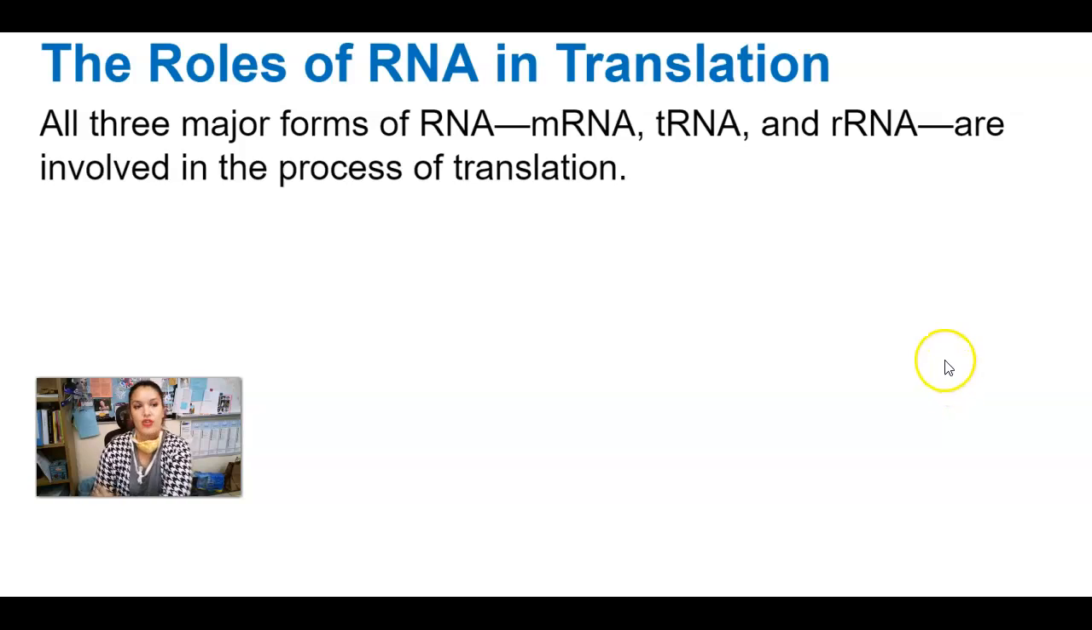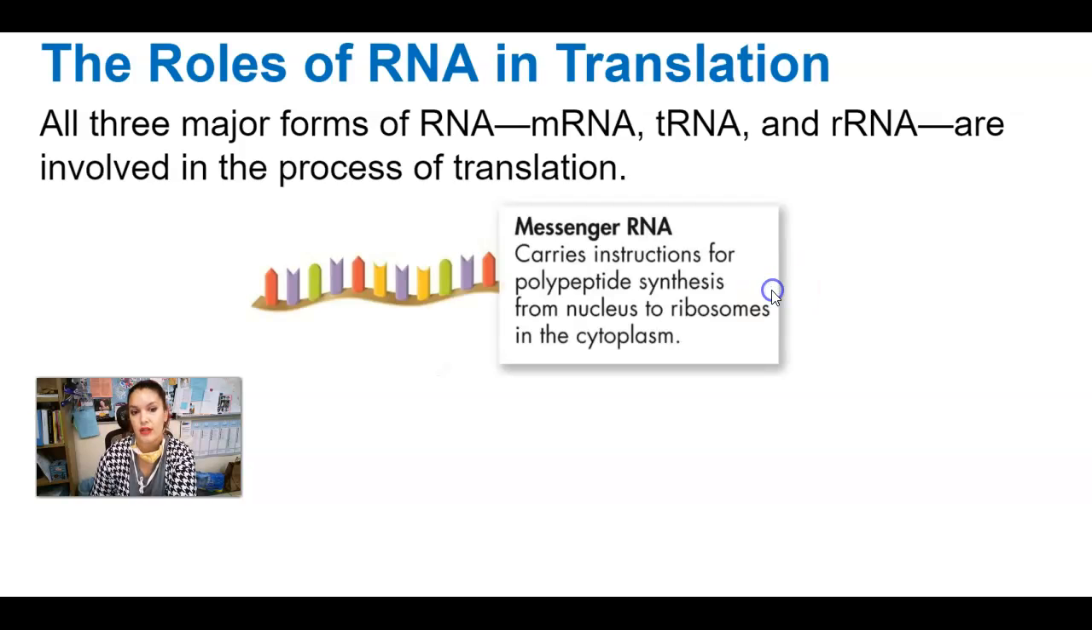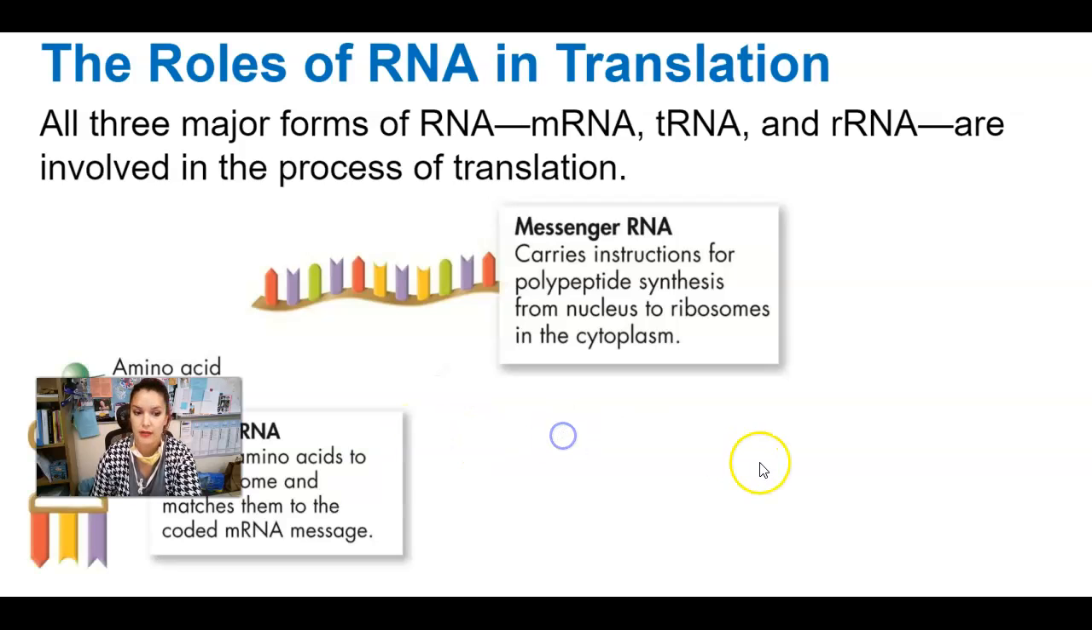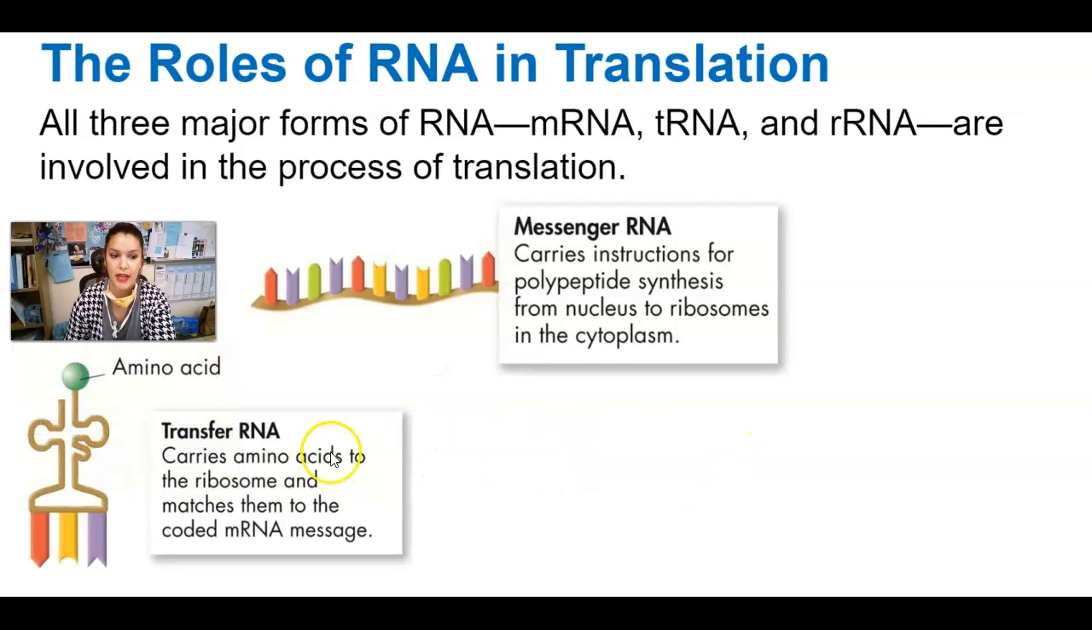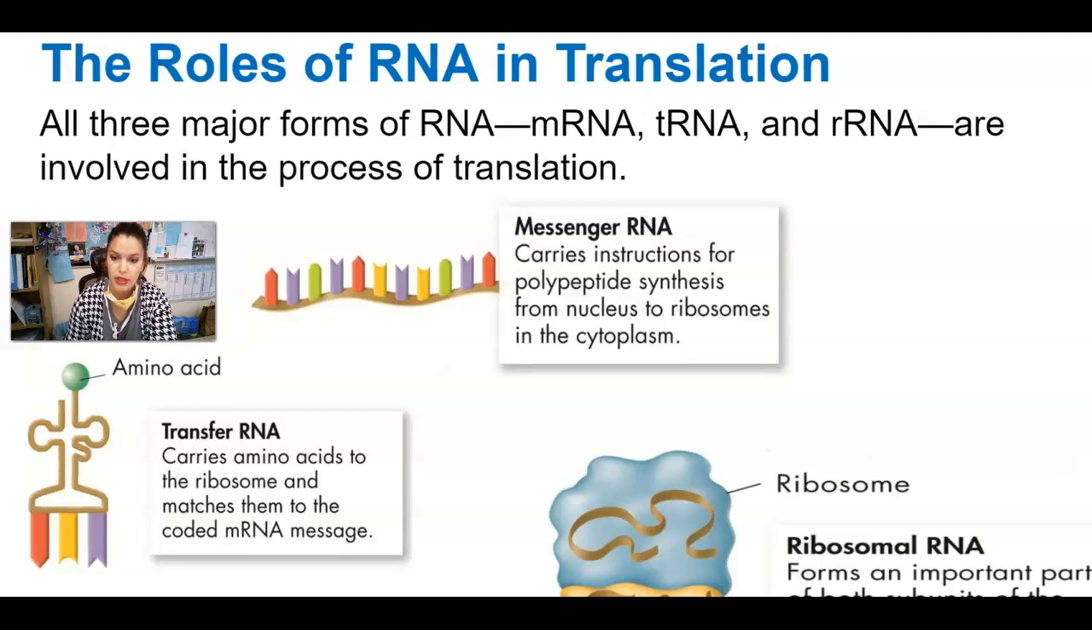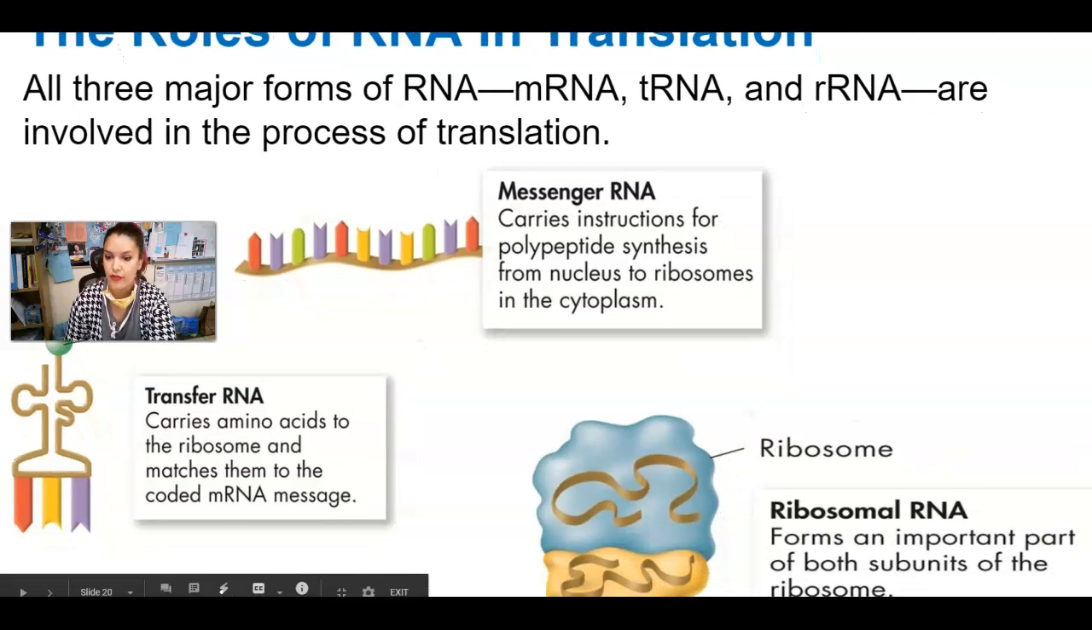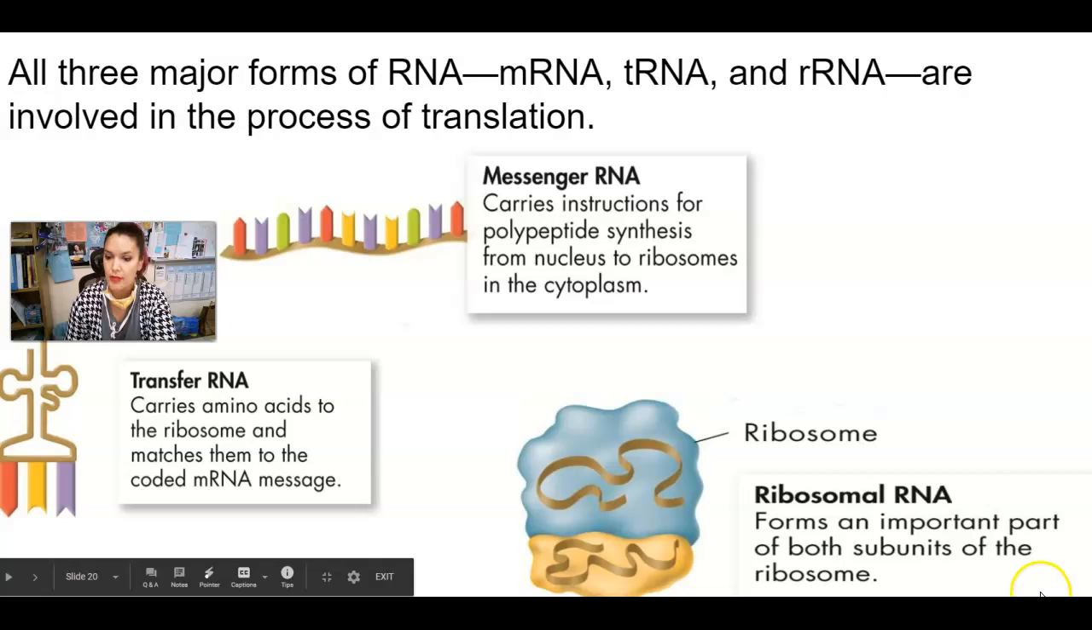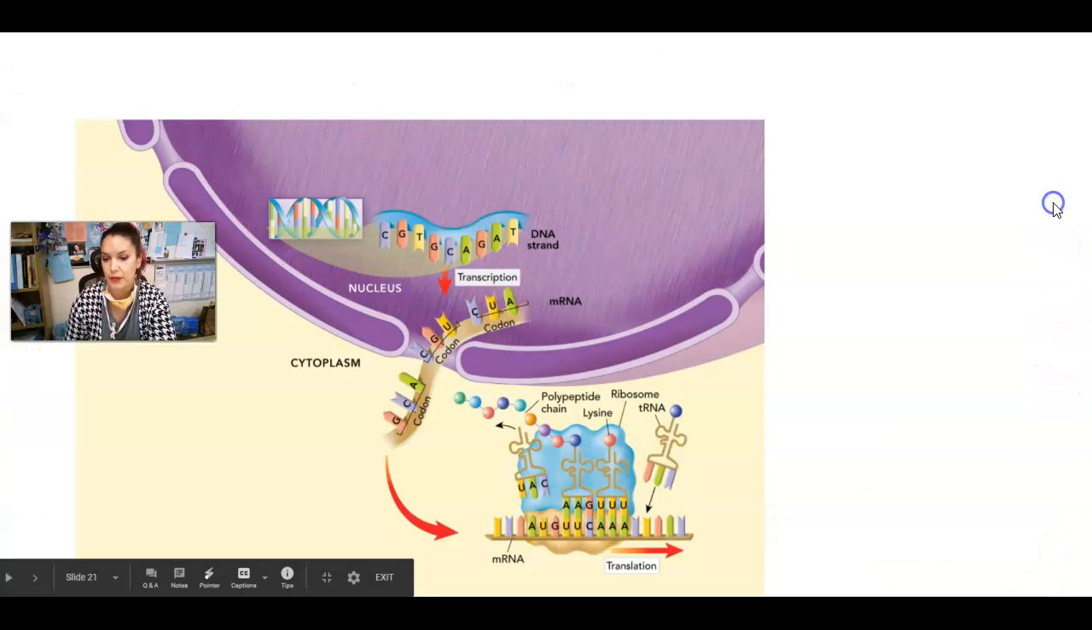The roles of RNA in translation. So all 3 major forms of RNA, mRNA, tRNA, and rRNA, are involved in the process of translation. Once again, messenger RNA carries instructions for the polypeptide synthesis from the nucleus to the ribosomes in the cytoplasm. tRNA carries amino acids to the ribosome and matches them to the coded mRNA message. And then the ribosomal RNA forms an important part of both subunits of the ribosome.